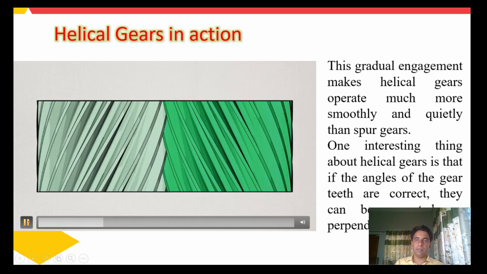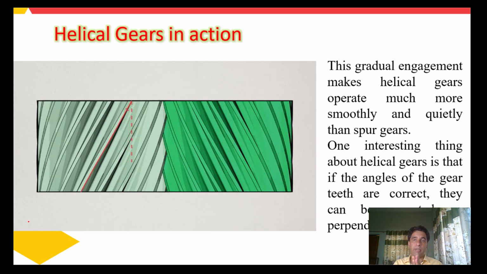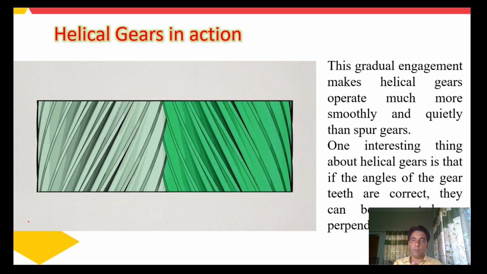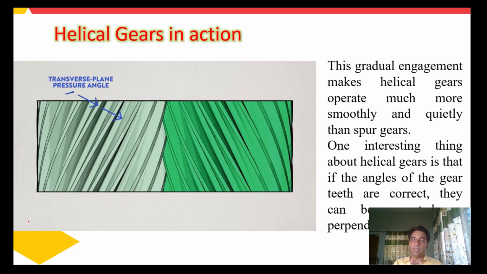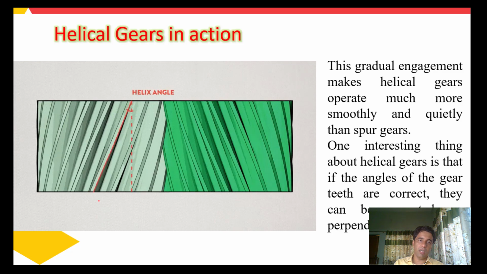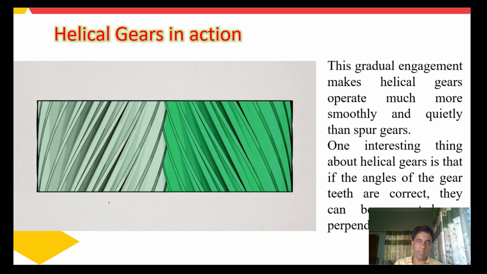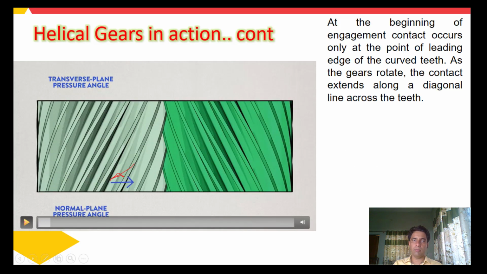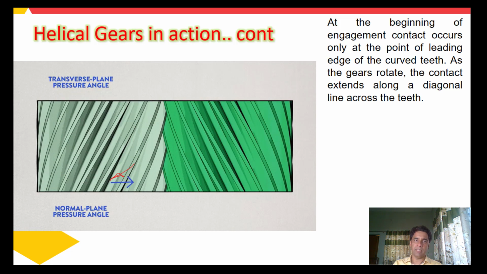Here, there are two points which I would like to highlight. First is the gradual engagement makes helical gears operate much more smoothly and quietly than spur gears. The other point which I would like to highlight is that the angle of the helical gear teeth can be chosen. They can be mounted on perpendicular shafts, and they can form the angle from 15 degrees to 45 degrees. So this is how the helix angle varies from 15 to 45 degrees. At the same time, you can see there is a gradual engagement. In this slide, I will explain how the helical gears are mating.